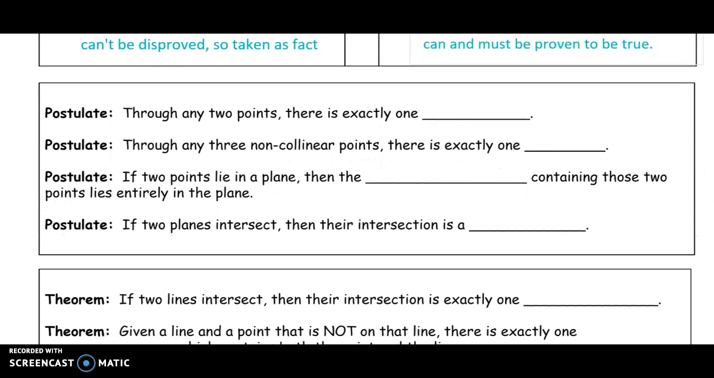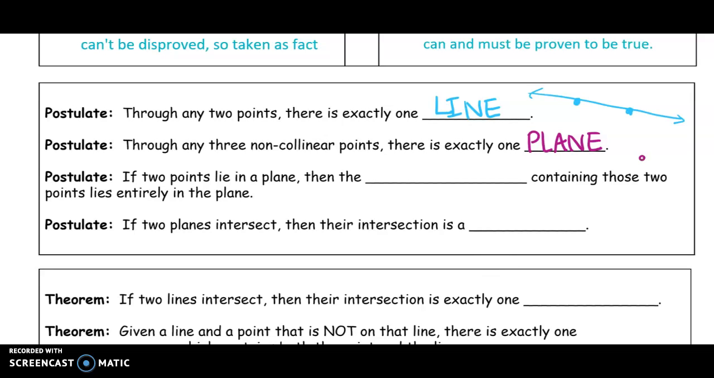So the first postulate says that through any 2 points, there is exactly one, and that answer is line. And that's pretty obvious because if I draw 2 points over here, I can draw one line through it. And it doesn't matter where my 2 points are, I can always draw exactly one line through those 2 points. The next postulate says that through any 3 non-collinear points, there is exactly one, and that answer will be plane.